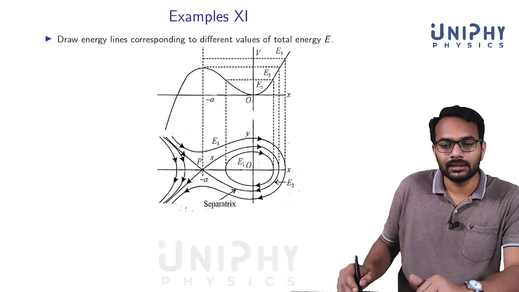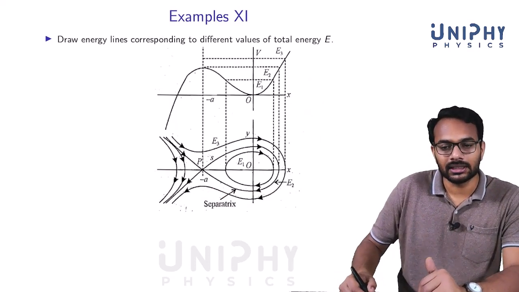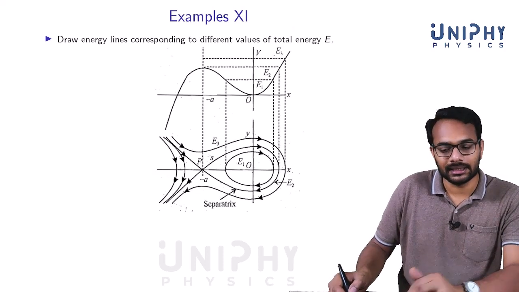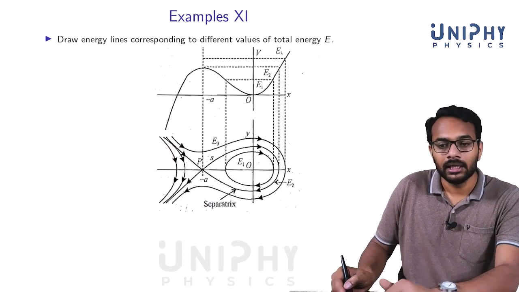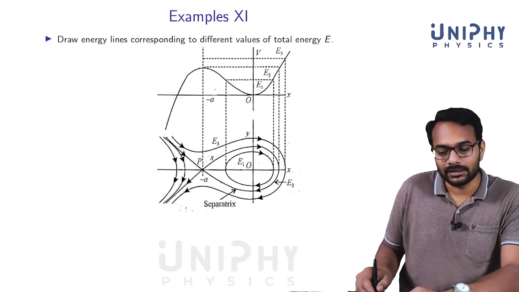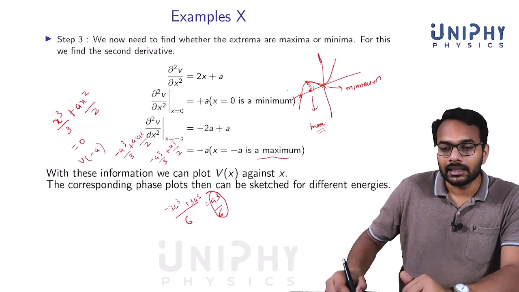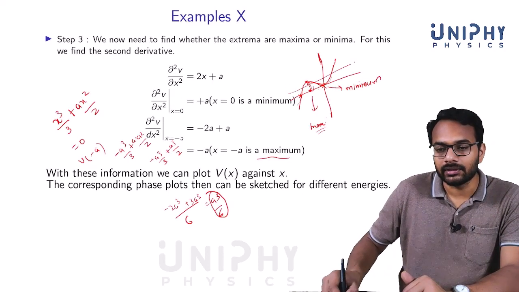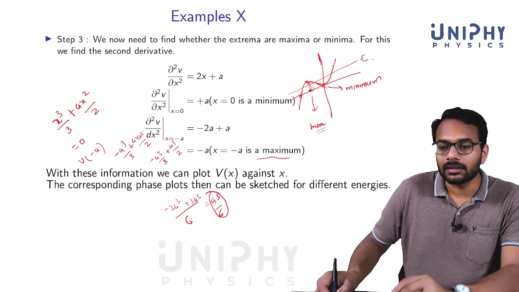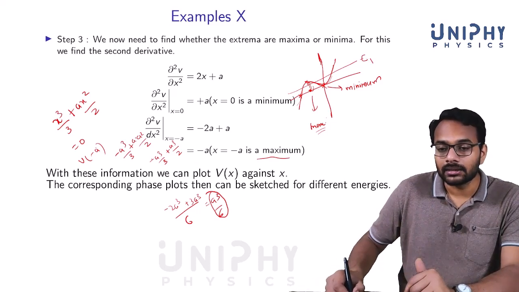Okay, that's it. We have got the potential energy curve like that. That's exactly what we got here, right? Now we have to draw energy lines. Let's draw energy lines like this. We can have E, let's say this is E1, below this. We can have E2.